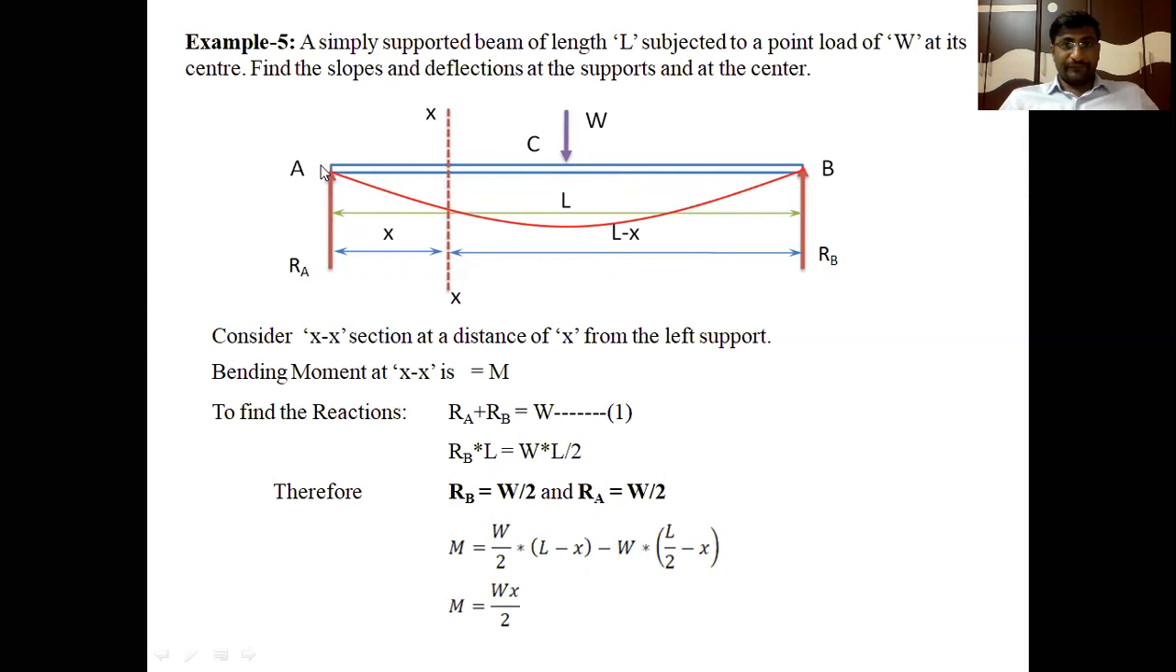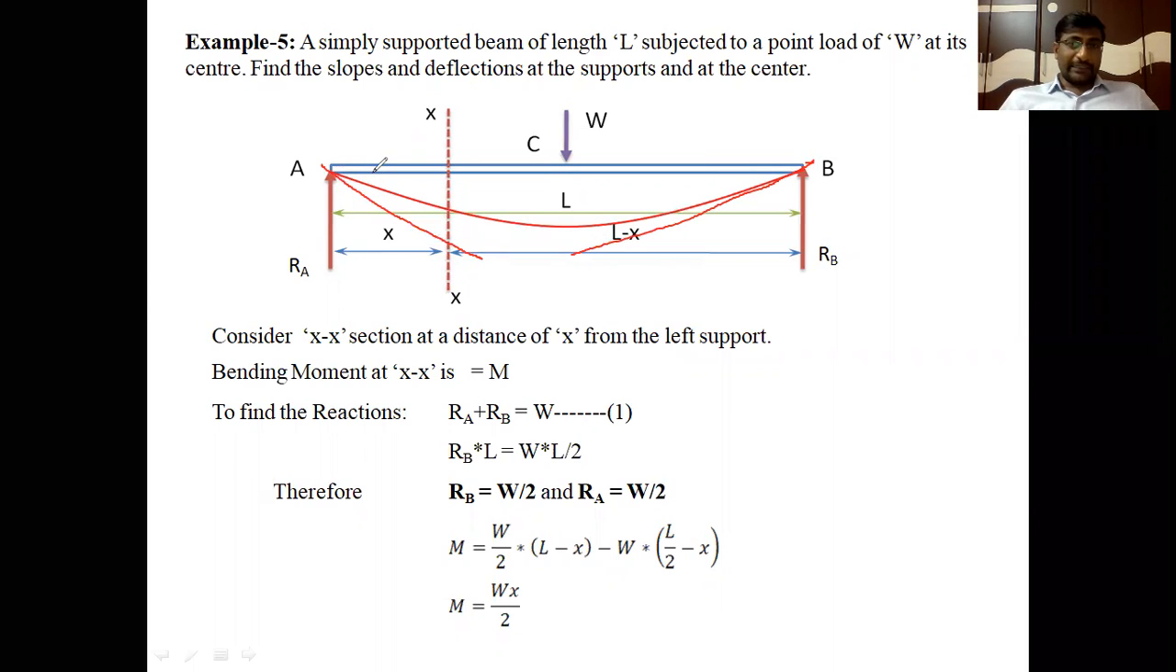The beam will be deflected like this. After deflection, the beam position is like this. After deflection, the slopes are maximum at the supports. If you draw the tangent to the deflected curve at B, the tangent is like this, and if you draw the tangent at A, we get the tangent like this.